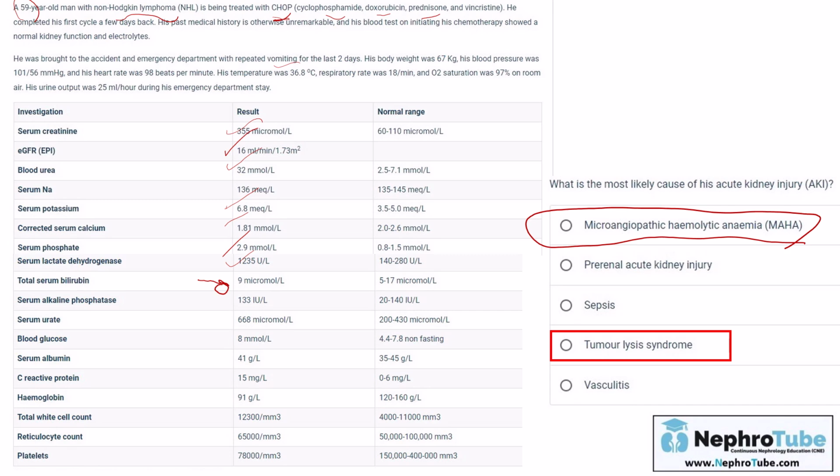Finally, you find the white count is high for this patient. So all of these criteria are more diagnostic of tumor lysis syndrome. No pre-renal injury, no sepsis, no vasculitis. It is a classic history: a patient with a tumor who received chemotherapy and now is presenting with kidney injury, hyperkalemia, hypocalcemia, and hyperphosphatemia. So it is more diagnostic for tumor lysis syndrome.